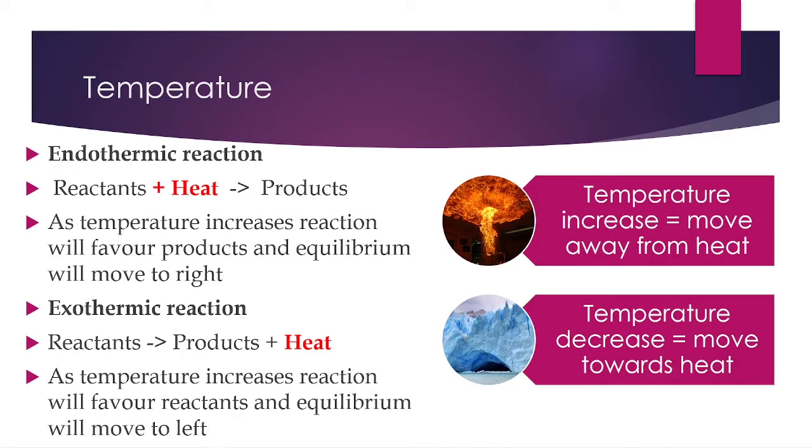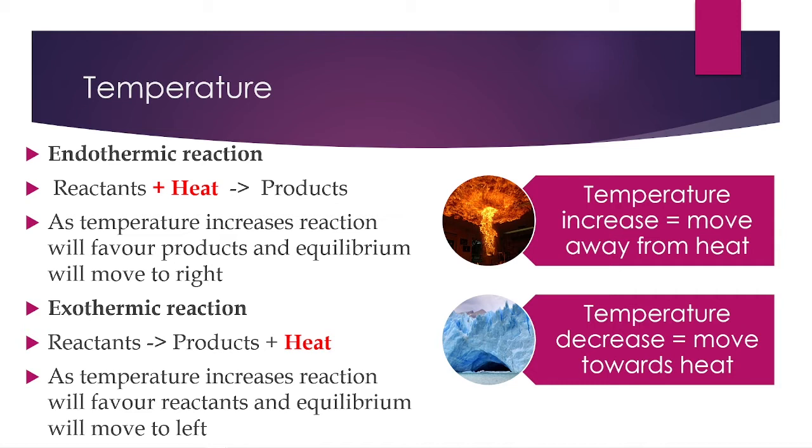Let's move on. Temperature. How does temperature affect the reaction? It depends entirely on whether it is endothermic or exothermic. If it's endothermic, it means that it needs heat in order for the reaction to happen. So reactants plus heat will form products. Because there's the heat on the reactant side, if you increase the temperature, you're adding more heat to the reactants. It doesn't want that, so it is going to favor the products. It's trying to get away from that heat, so it's going to move towards the products.